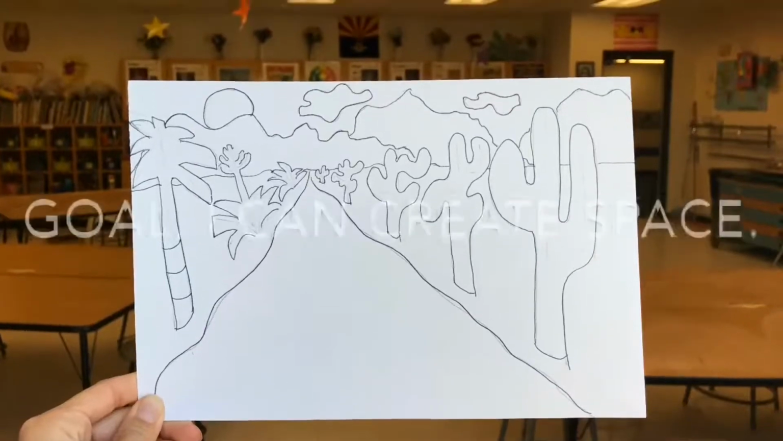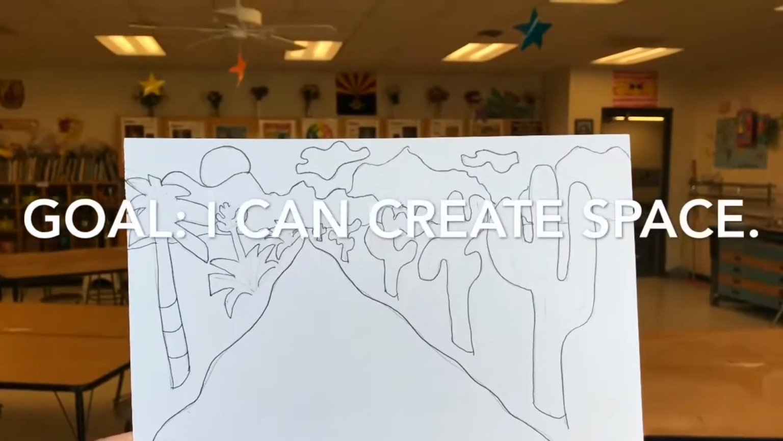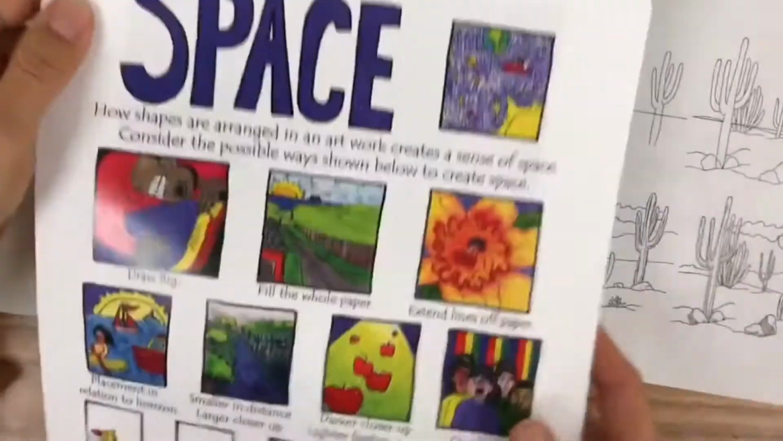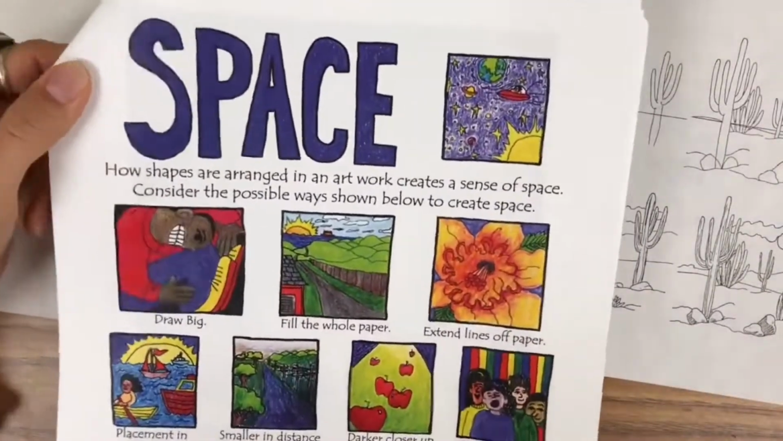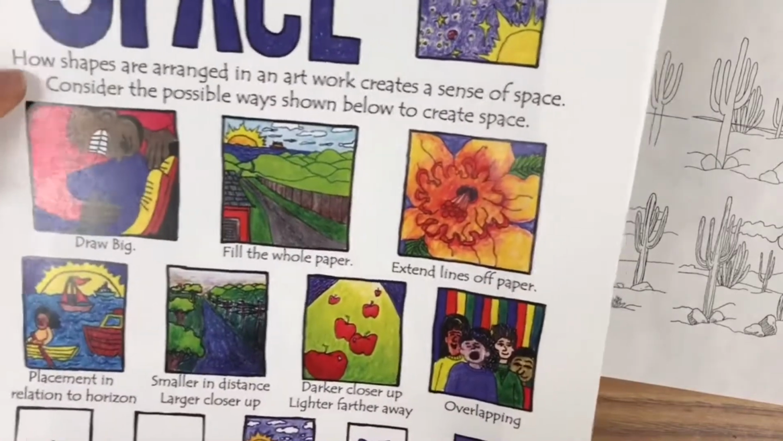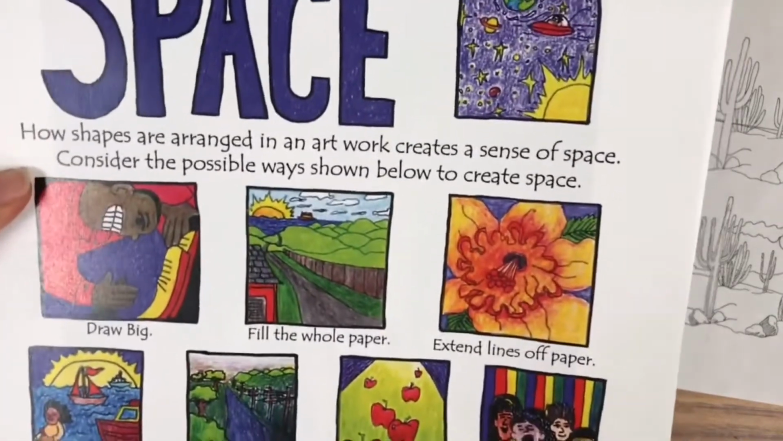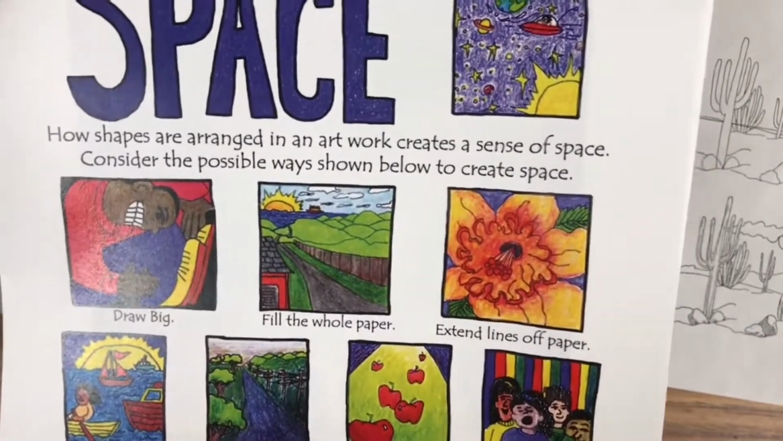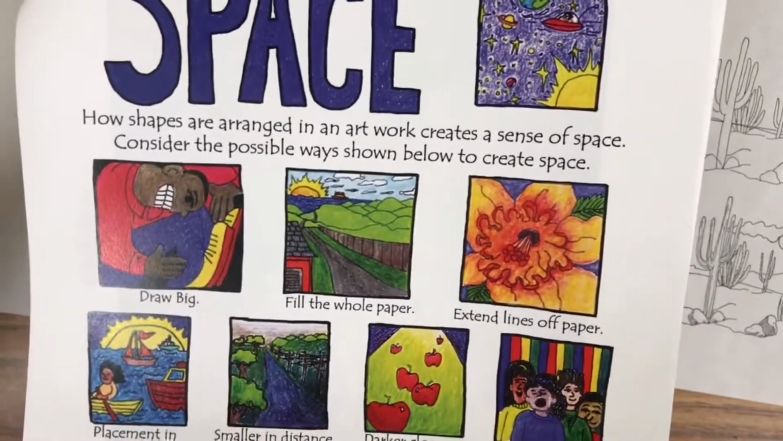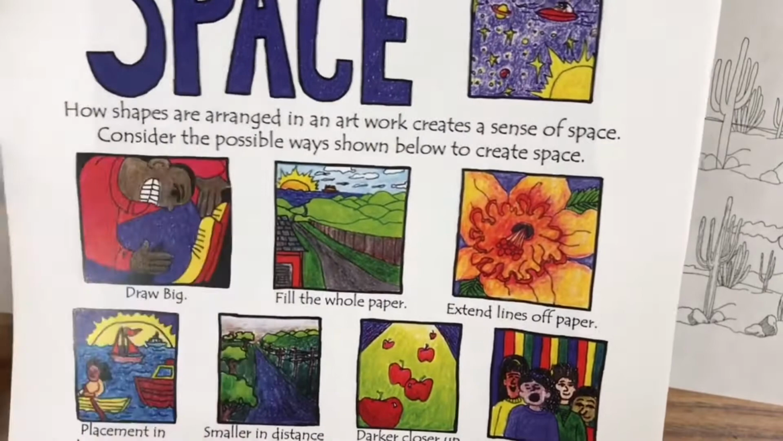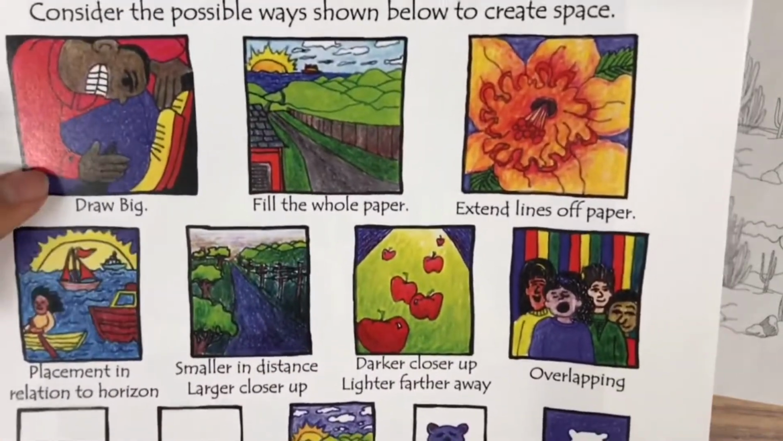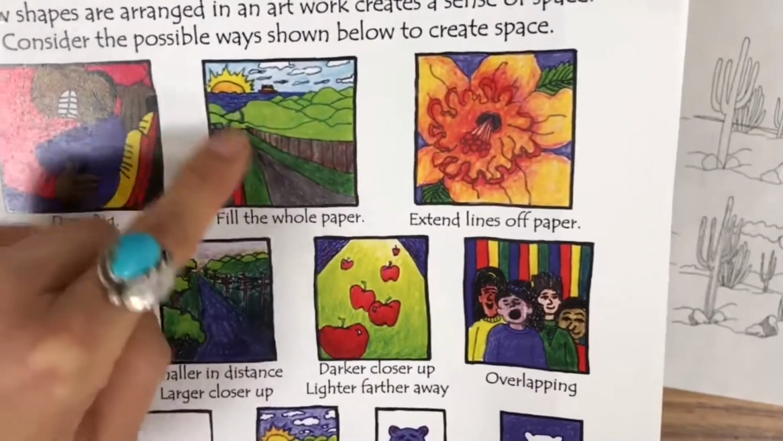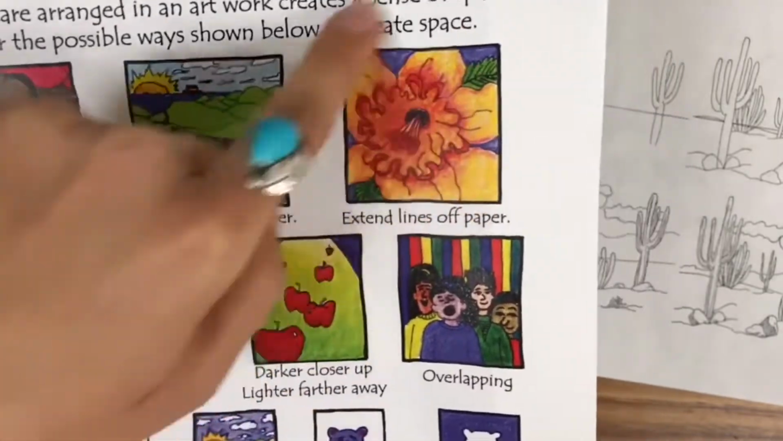Hello everyone. Today we are exploring the element of art known as space. Space is how shapes are arranged in an artwork to create a sense of space. Consider these ways. You can draw big, fill the whole paper, extend lines off the paper, have large things closer up and small things in the distance. You notice there's a horizon line.